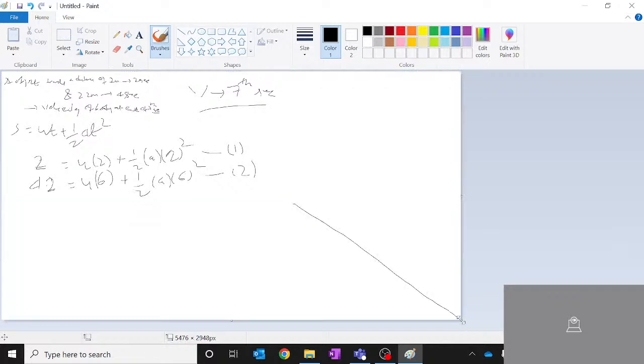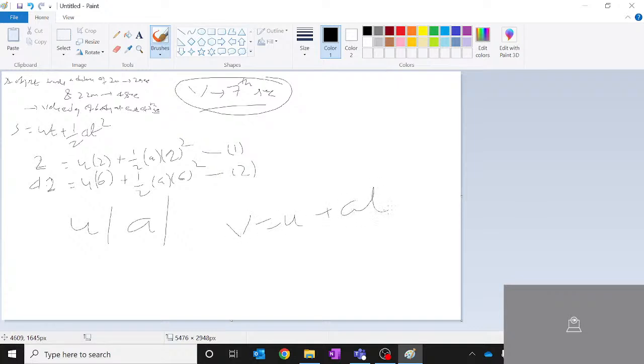Now from these two equations I can get u and a. Now the given question is the velocity of the body at the end of 7 seconds. If I have an equation of v, u and a, and I have t, that is 7 seconds, which equation do I use? Nothing but v is equal to u plus at. Correct? I know u and a from these two equations, and t is 7.